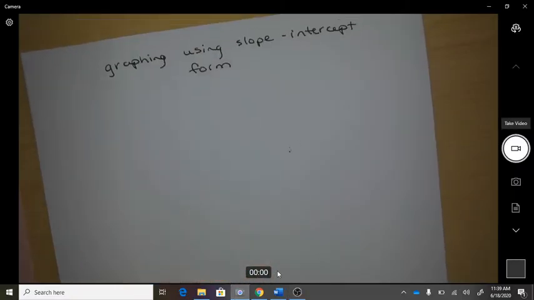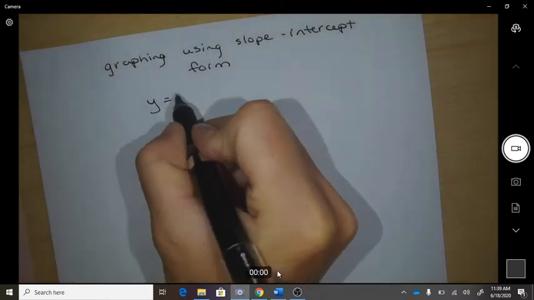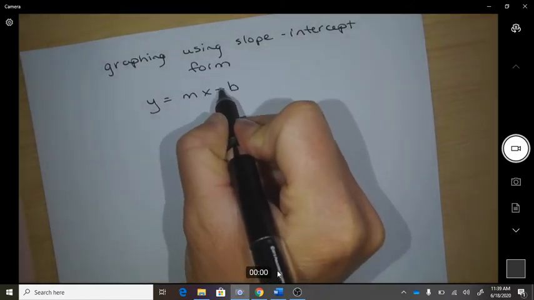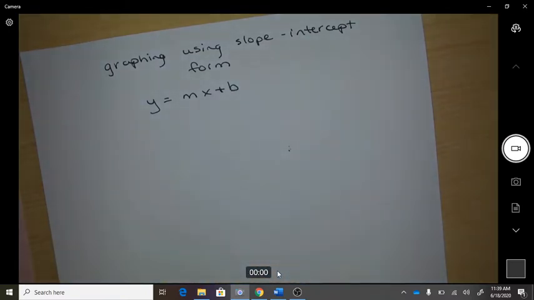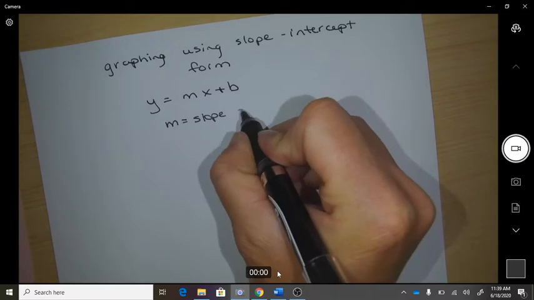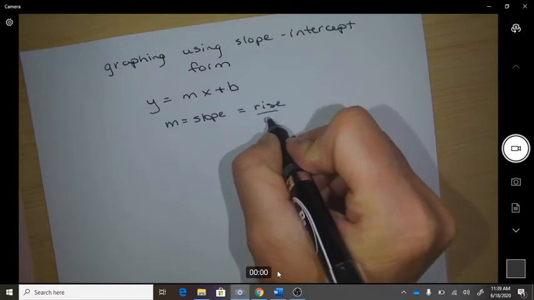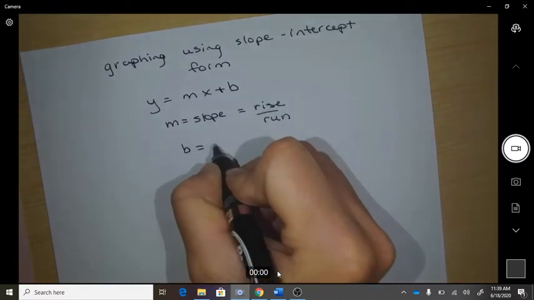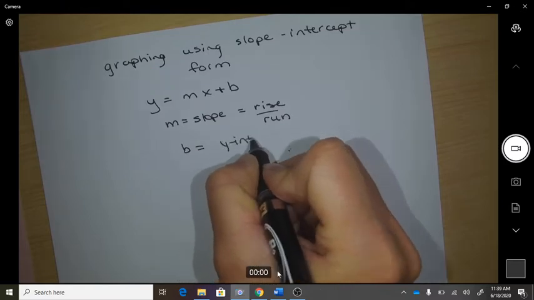Okay, today's lesson is graphing using slope-intercept form. Here is the equation we will be using. Y equals mx plus b, where m is the slope, so we've learned that that's the rise over the run, and b is going to be the y-intercept of the graph.